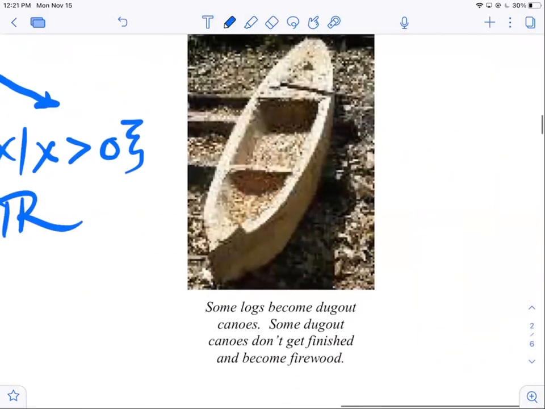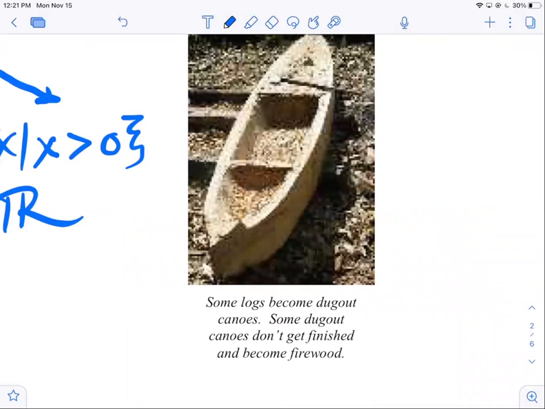All right. Here's a little factoid. Some logs become dugout canoes. Right. And then some dugout canoes don't get finished and become logs, firewood. Yeah. Did you know that? Dugout canoes. Very dangerous. Teddy Roosevelt, yeah, they're dangerous. Teddy Roosevelt went all the way down the Amazon after he was president in several dugout canoes. It's a fantastic tale. If you ever want to read about his trek down the Amazon with his son Kermit, yeah, he had a son named Kermit. It's one of the most adventurous journeys I've ever read about.